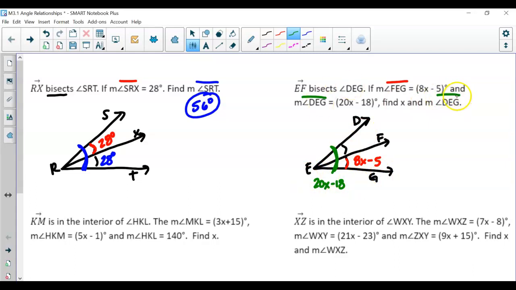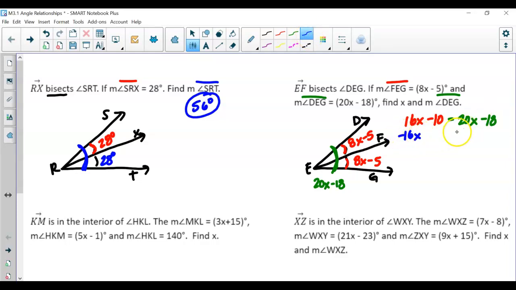So now notice, can we set these equal to each other to solve for x? No, because this is only half of this. This is this piece here. So there are definitely different ways you can set up and solve. I'm going to take this 8x minus 5 and double it, because I know that if this piece, FEG, is 8x minus 5, then DEF is also 8x minus 5. So that is doubled into 16x minus 10. Now that is equal to our total angle of 20x minus 18. Now we can go through and solve for x.